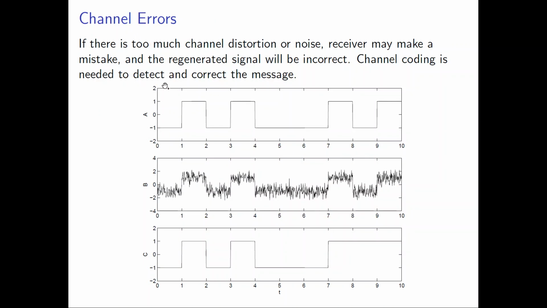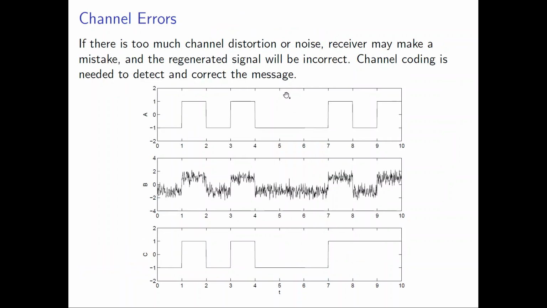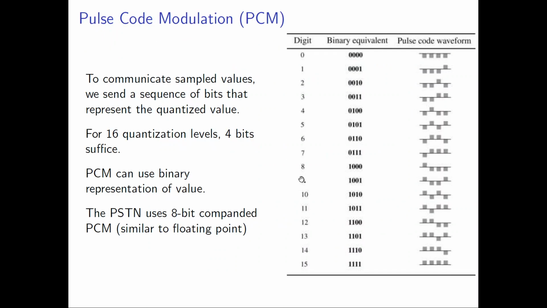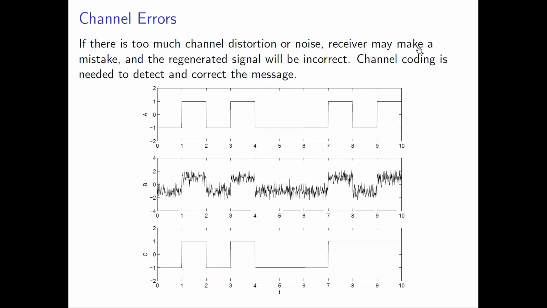Channel errors. If there is too much channel distortion or noise, I told you this signal is after noise, after distortion. But what if there is too much channel distortion? The receiver may make a mistake. Let's say here there is too much noise, so that it became negative. Then can you detect it correctly? No, you will detect it wrongly. The receiver can make a mistake and the regenerated signal will be incorrect, because instead of detecting 1, you are detecting 0.